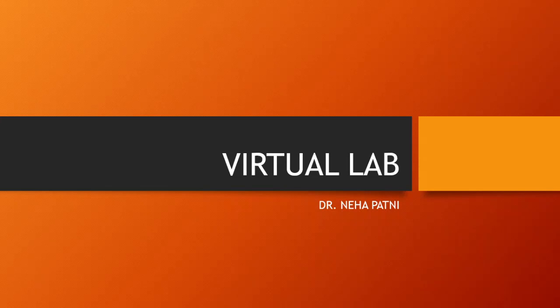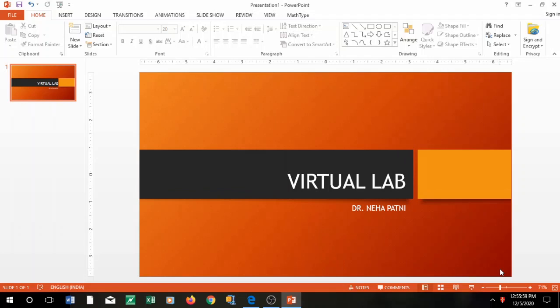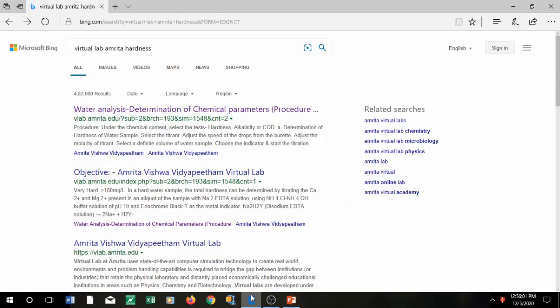So for that, there is a very interesting section called virtual lab. So I thought of introducing virtual lab to you today. For that, what you have to do is very simple. You just have to type in the search column virtual lab Amrita or hardness. Some of the keywords you have to type.